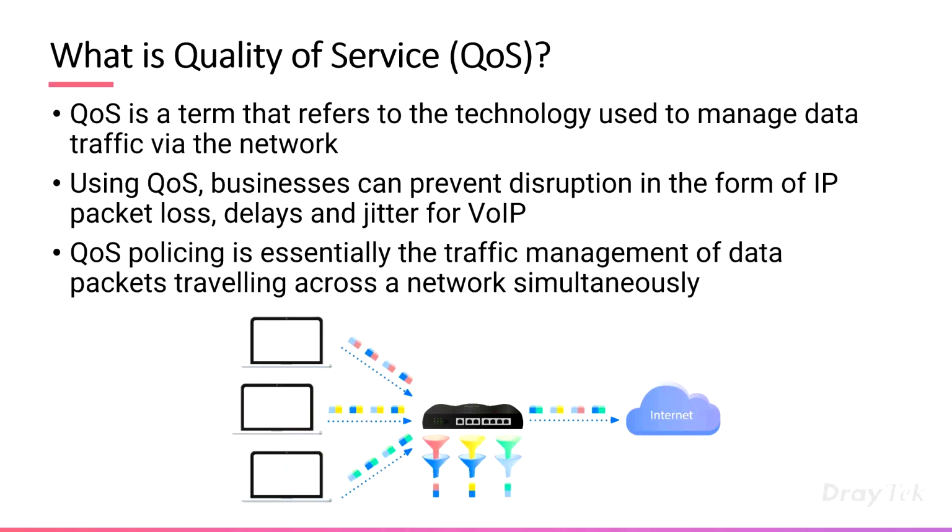So what is quality of service? Obviously, QoS is a term that refers to technology used to manage data traffic via the network. Using QoS, businesses can prevent disruption in the form of IP packet loss, delays, and jitter to voice over IP. QoS policing is essentially the traffic management of data packets traveling across a network simultaneously.